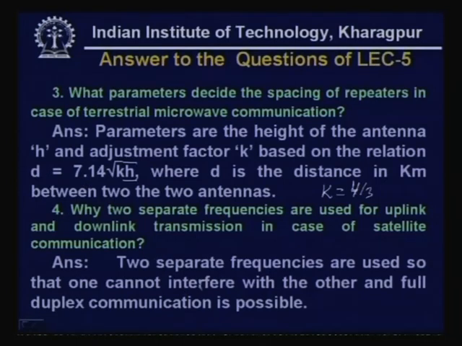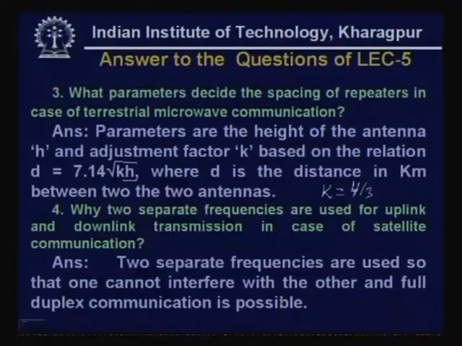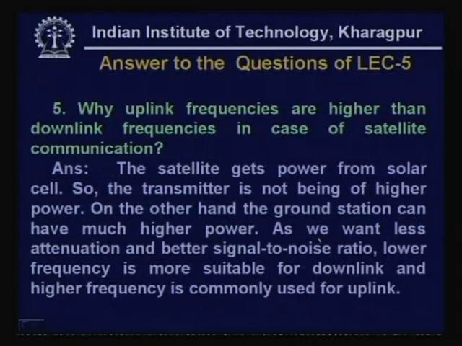Fourth question was, why are two separate frequencies used for uplink and downlink transmission in case of satellite communication? As I mentioned in the lecture, two separate frequencies are used so that one cannot interfere with the other and full duplex communication is possible. If we use the same frequencies, then there will be interference and we cannot have full duplex communication. So, to achieve full duplex communication, two separate frequencies are used.